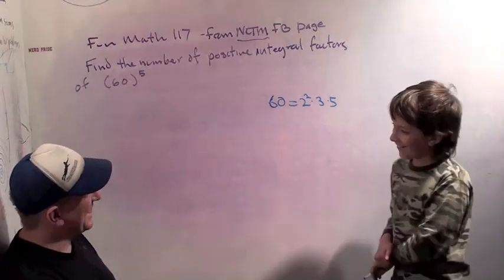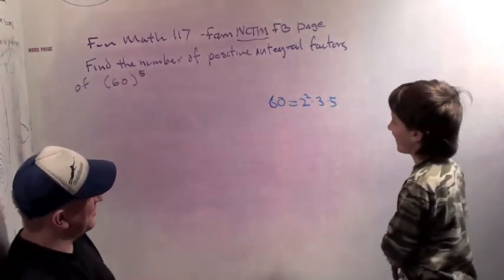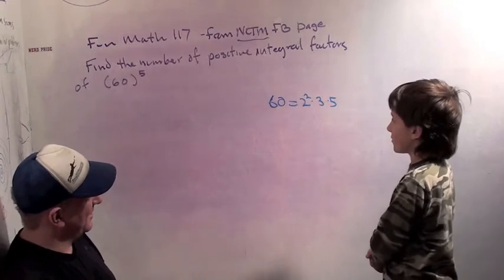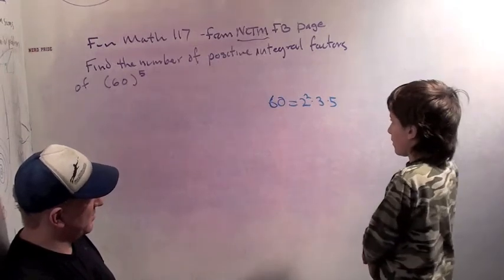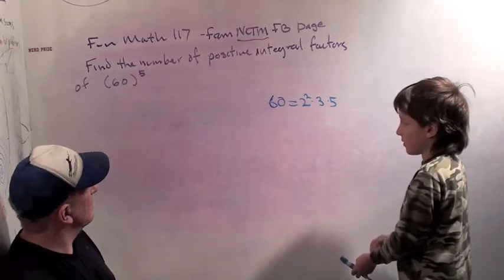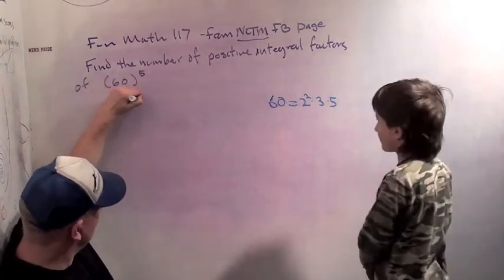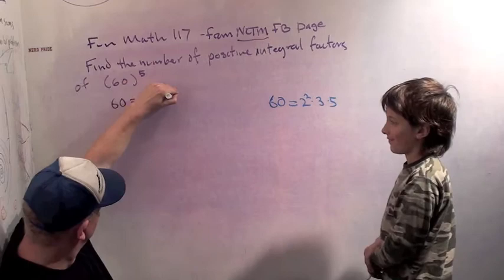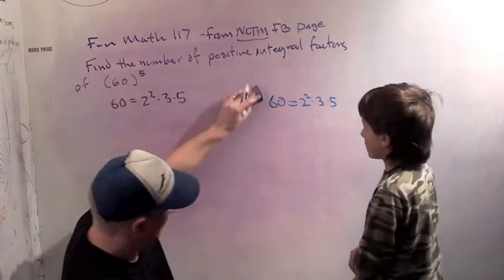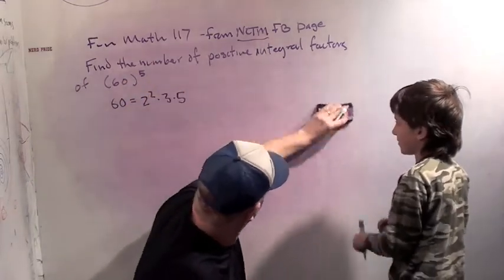Yes, the math cat agrees. 60 is 2 squared times 3 times 5. Well, it's 30 times 2, and 30 is 2 times 3 times 5. Okay, great. So let me write that over here so you have a little more room to write. 60 is 2 squared times 3 times 5.